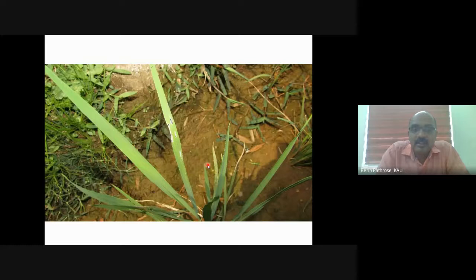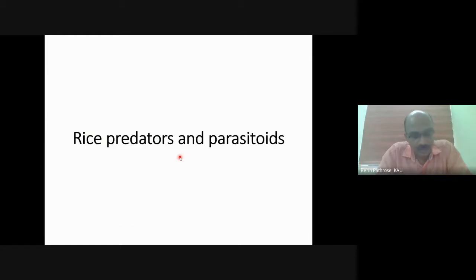This is usually seen in the crop. Again, it is a minor one. We don't usually recommend any management practice for it because it is an extremely minor insect. You can see this. This is a picture I have taken from a field. You can see this damage, typical damage.